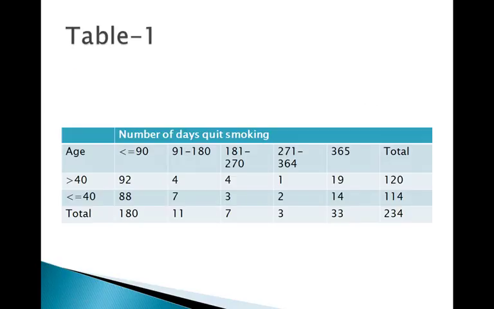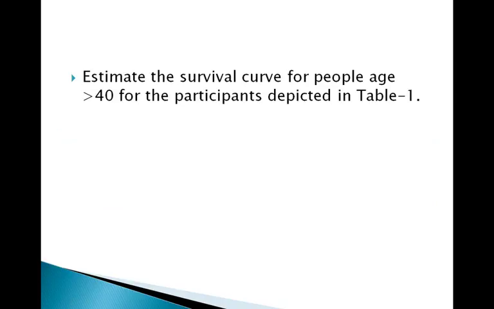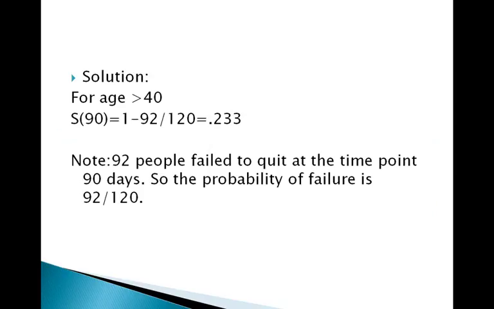So here it is in Table 1. This is the number of days that they quit smoking, and these are broken out by the age group. We want to estimate the survival curve for people age greater than 40 for the participants depicted in Table 1. For those that are greater than 40, we see that the survival at 90 is 1 minus 92 divided by 120, which is 0.233. Note that 92 people failed to quit at time point 90 days, so the probability of failure at this point is 92 over 120.